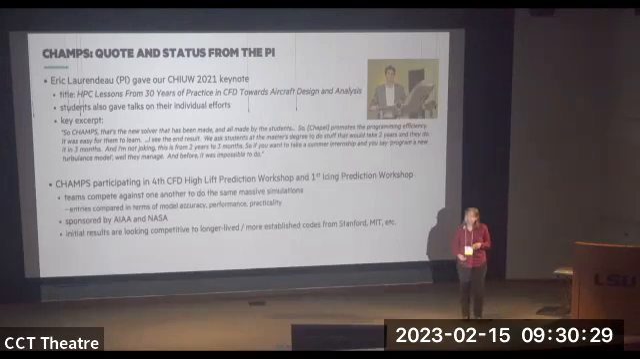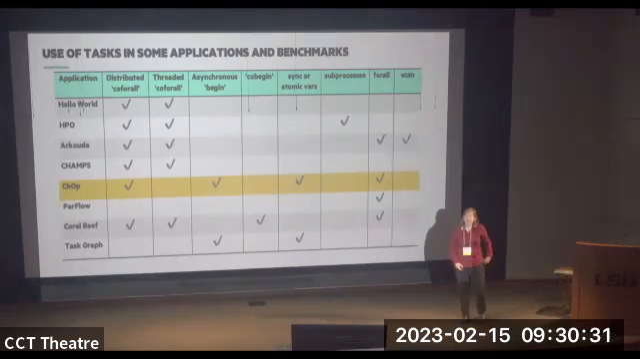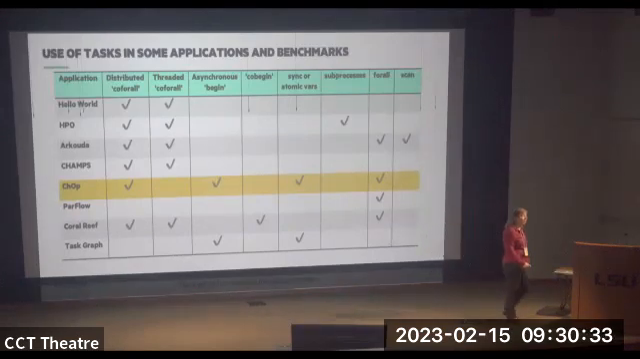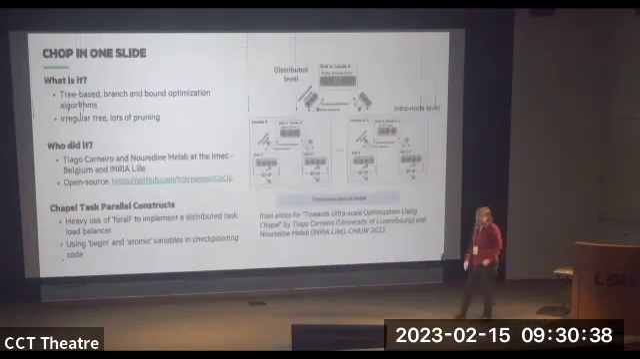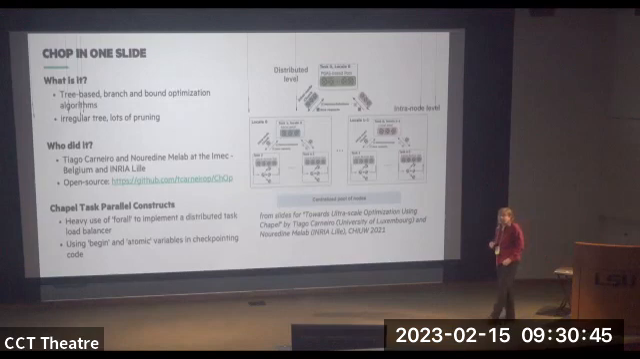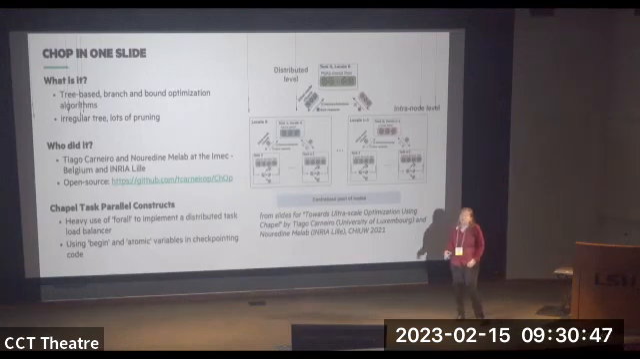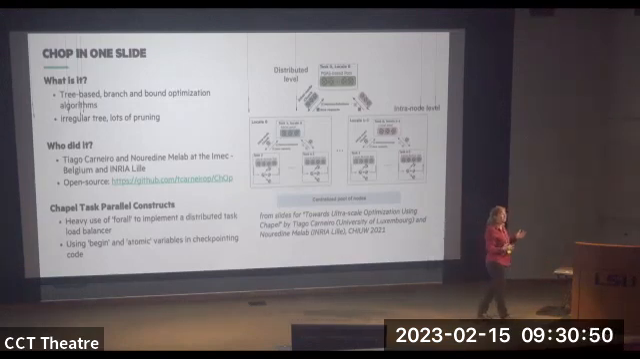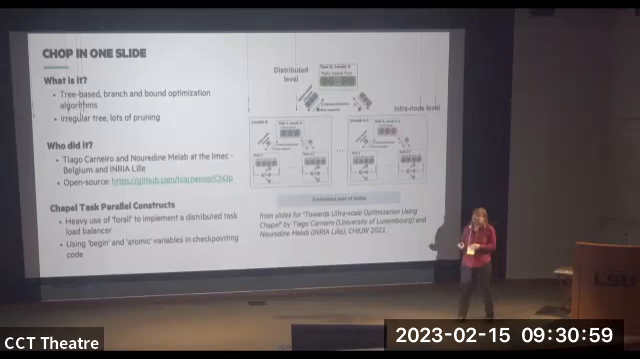All right, now let's talk about CHOP. So this one, I figured, okay, this is going to use begin all over the place. It's a tree-based, branch-and-bound optimization algorithm. You've got an irregular tree, there's lots of pruning. I saw a figure like 95% of the tree is going to get pruned, somewhere between 90 and 95% is typically pruned. And Tiago's the developer of this.